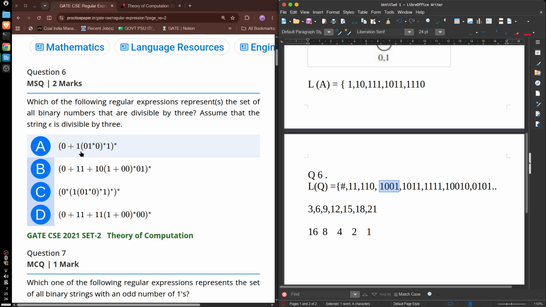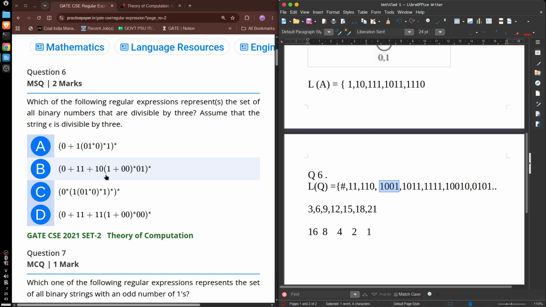So 1, right? We'll pick this one, 0 0 1. So 1000 is created by just this one string. Can we make 1000 here? I will pick this one, right?